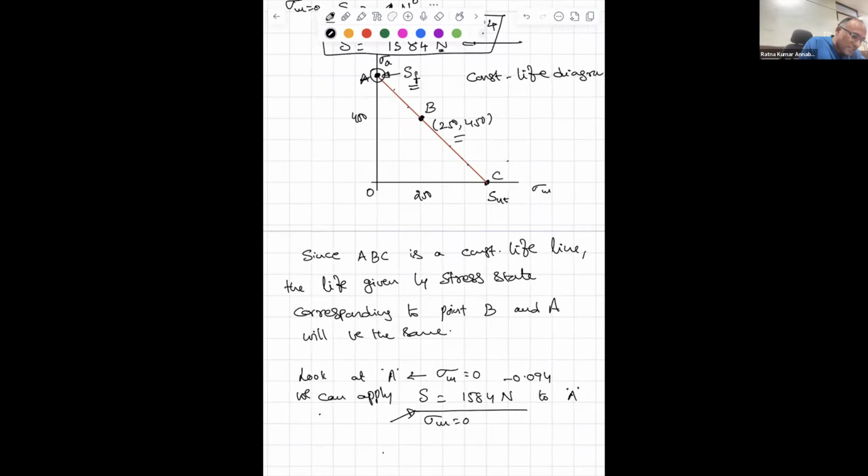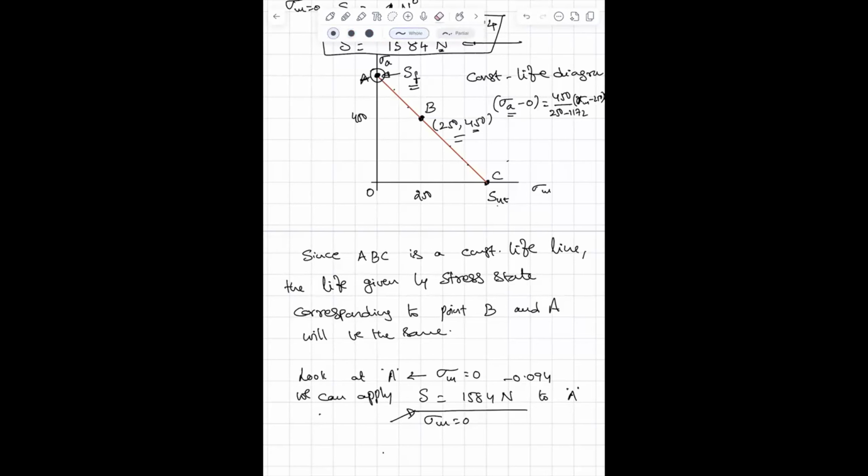Sigma a is Y and sigma m is X, so Y minus 450, that is Y1, or I can take this point also, sigma a minus 0, is equal to M. M is what? Y2 minus Y1. So this is Y1, this is Y2. Y2 minus Y1 means 450, divided by X2 minus X1. X2 is 250 minus X1, which is 1172, into sigma m minus 250. Professor, X2 is 200, right? The given is 200, I think. 200, okay, sorry.